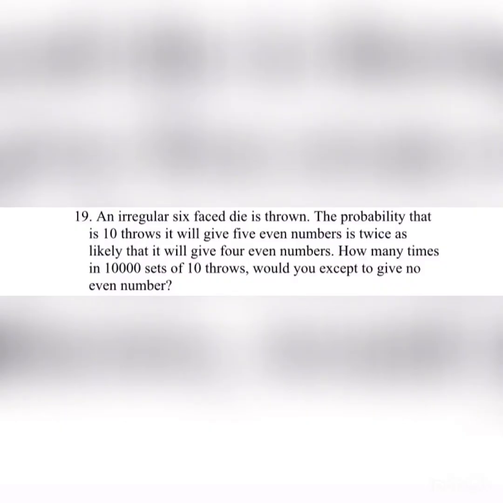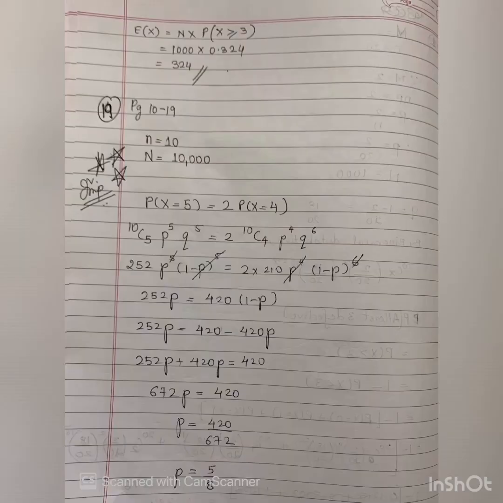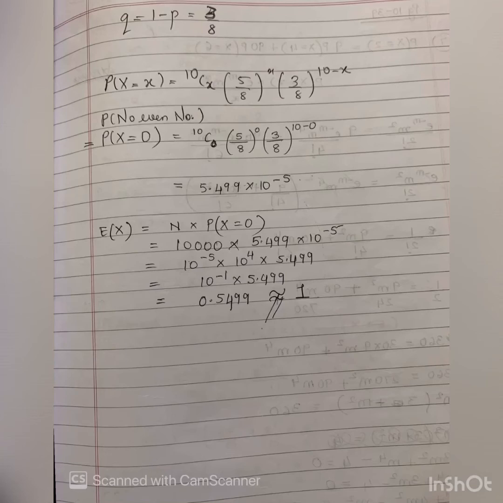In this particular sum, you are actually given a relation, that is 5 even numbers is twice as 4 even numbers. So you get a relation. Your small n is 10. We are going to calculate P. We know that Q is 1 minus P. So when we substitute and simplify, we get the value of P, and then we'll get the value of Q, that is 1 minus P. And then we need to calculate no even number, so that will be probability of X equal to 0. Expectation as usual, N into the probability.